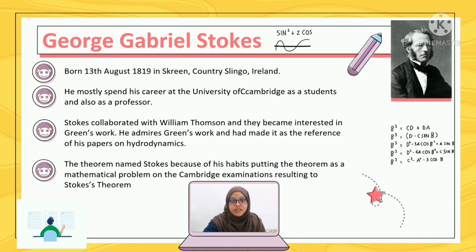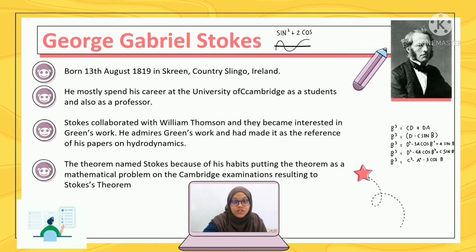The fourth person is George Gabriel Stokes. He was born on 30th August 1819 in Skreen, Ireland. He was an Irish physicist and mathematician. He mostly spent his career at the University of Cambridge as a student and also as a professor. His contribution to Stokes' theorem is that he used Green's work as a reference in his research paper. The theorem was named after him because of his habit of putting the theorem as a mathematical problem on the Cambridge examinations, therefore resulting in Stokes' theorem.